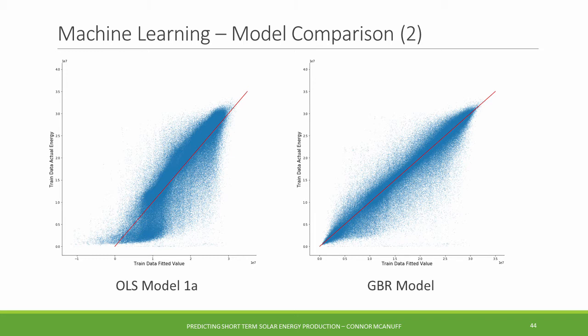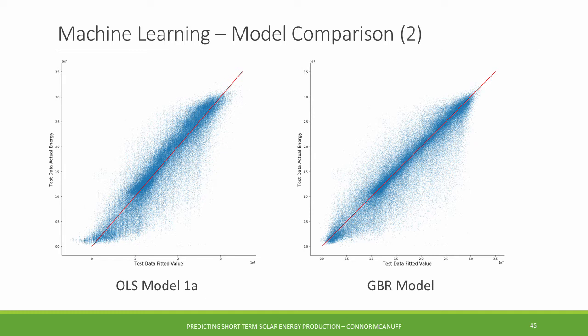Comparing the fitted versus actual energy values for the two best performing models, we see that the GBR model has a much cleaner and organized distribution of points. The GBR residuals do not have constant variance, but they are much more evenly spread around the perfect prediction line when compared with the OLS model. The same trend is seen in the test data.